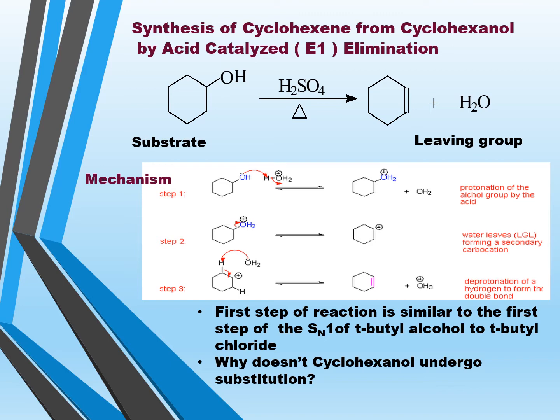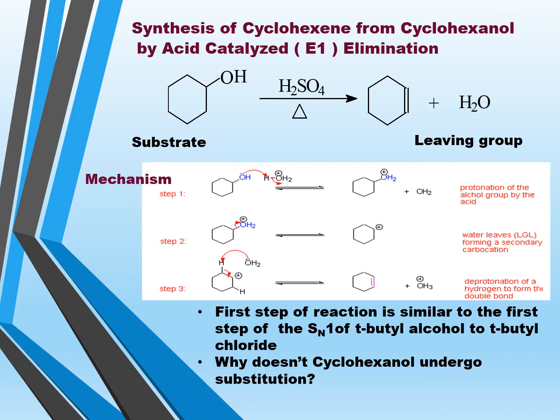Practically, we'll be looking at synthesis of cyclohexene from cyclohexanol. This reaction is an elimination reaction, and particularly it is an acid catalyzed elimination reaction. So we will have cyclohexanol at the beginning as our substrate, and we will use the acid plus heat, and we will have cyclohexene and water as a byproduct formed.